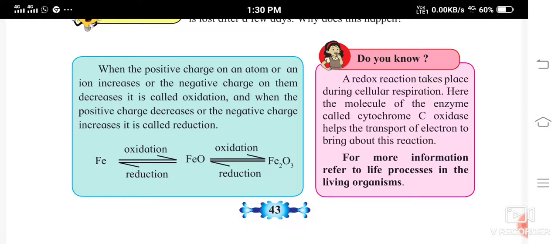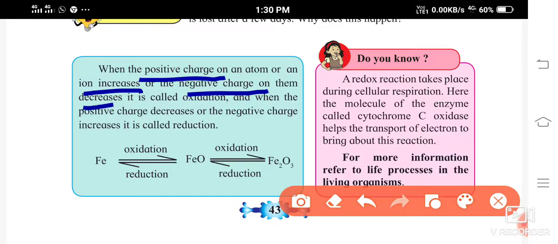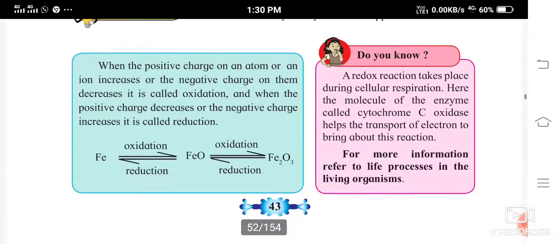Now, when the positive charge on an atom or an ion increases or the negative charge on them decreases, it is called oxidation. Just now I told you that if the positive charge on an atom or an ion increases or the negative charge on them decreases, then we call it oxidation. And when the positive charge decreases or the negative charge increases, then we call it reduction.